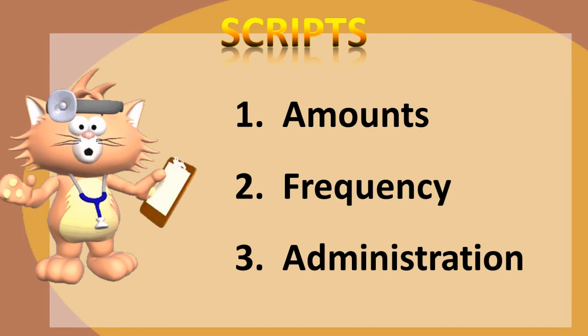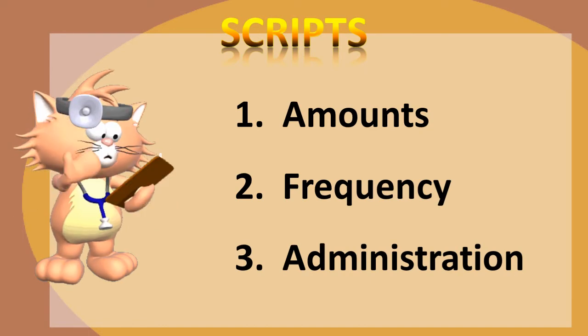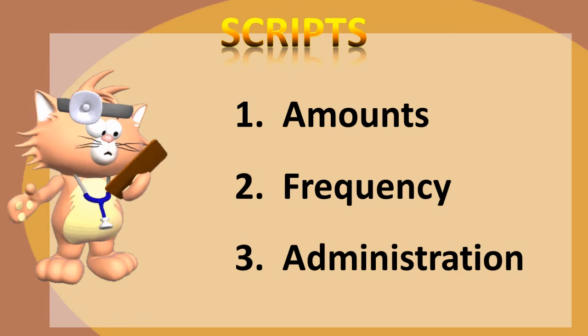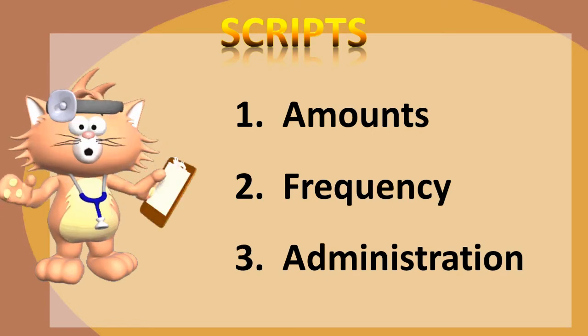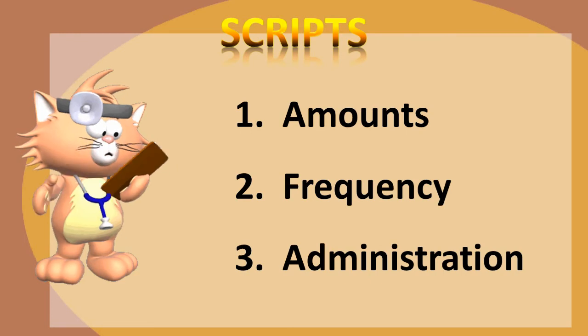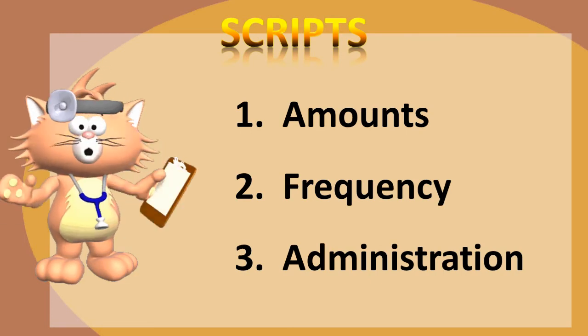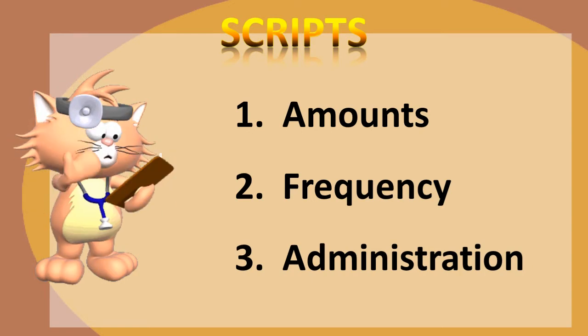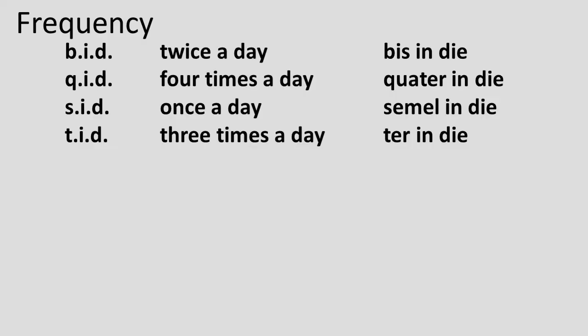Carefully following the directions is the most important aspect, and to do that, you need to know how to read the language. Drug abbreviations are broken down into 3 categories: amounts, frequency, and administration. We've already covered amounts. How many times a day a drug is given is written ID, which is Latin for in die. You can remember it as in a day.